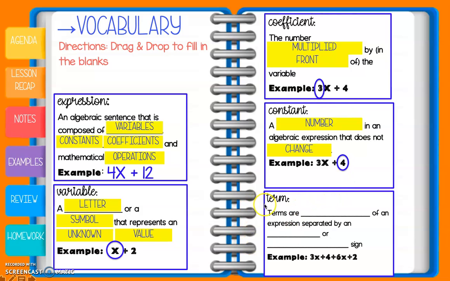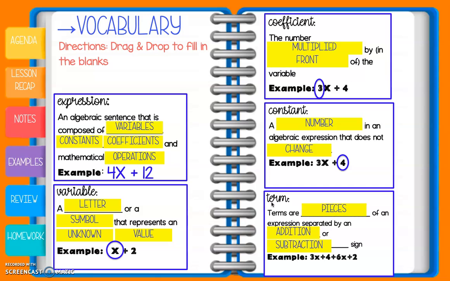Okay. Now, one more thing you need to know is our math operations, because we can pick those out pretty easily. Add, subtract, multiply, and divide. They're part of expressions as well. And our last vocabulary word is a term. A term, they are pieces of an expression that are separated by an addition or a subtraction sign.